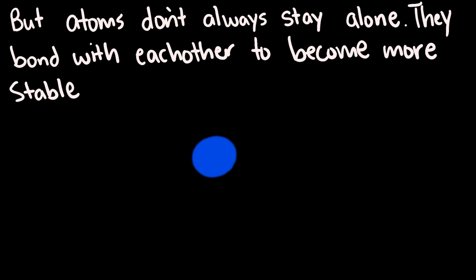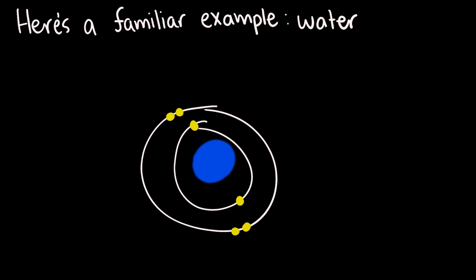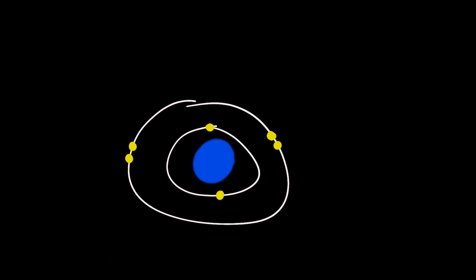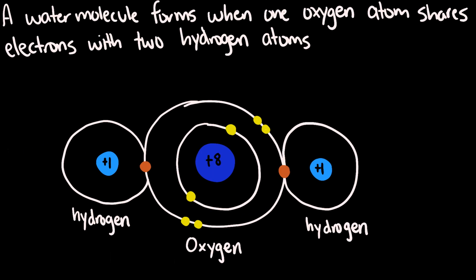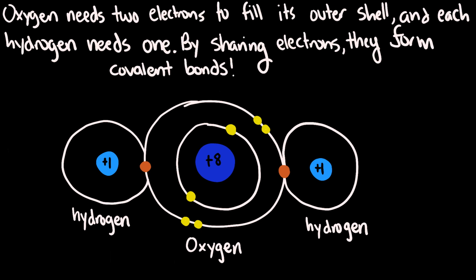But atoms don't always stay alone. They bond with each other to become more stable. Here's a familiar example, water. A water molecule forms when one oxygen atom shares electrons with 2 hydrogen atoms. Oxygen needs 2 electrons to fill its outer shell, and each hydrogen needs 1. By sharing electrons, they form covalent bonds.